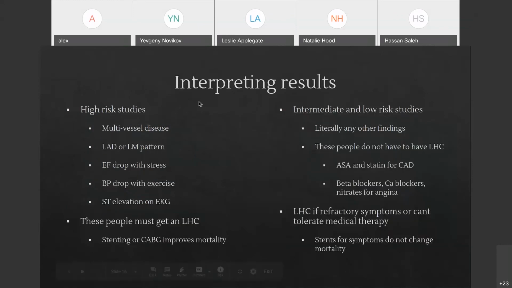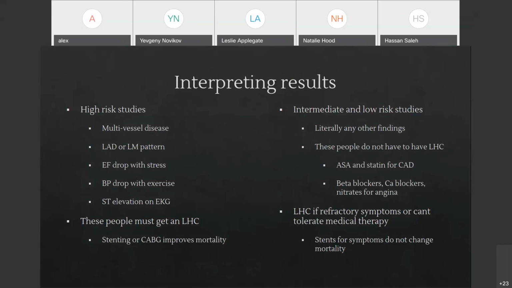views. Okay, interpreting results. So for all these stress tests, it's important to know if they're high risk, intermediate risk, or low risk. So high risk studies, technically speaking, show a multivessel disease pattern, extensive LAD or left main flow abnormalities, any EF drop with stress, any blood pressure drop with exercise, or any ST elevation on EKG. That's with exercise or with a pharmacological agent.